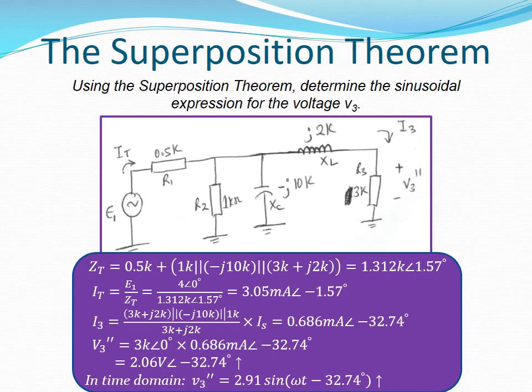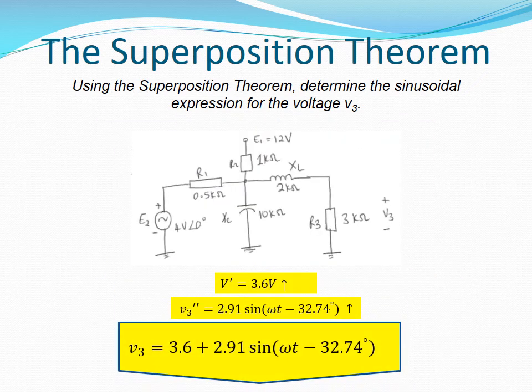The current IT divides into currents through R2, through XC, and through R3. Therefore, the current I3 is obtained using the current divider rule. It works out as 0.686 milliamps at minus 32.74 degrees. The voltage V3 double prime is obtained using the Ohm's law. It works out as 2.06 volts at minus 32.74 degrees. In time domain, the voltage V3 double prime is equal to 2.91 sine omega t minus 32.74 degrees.